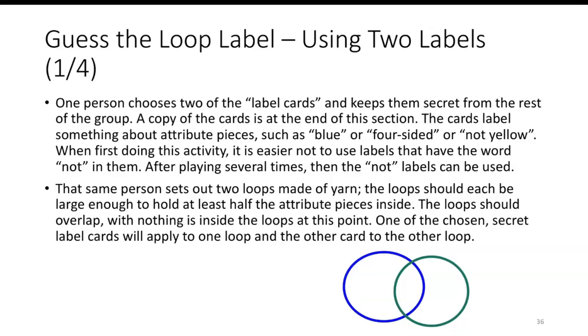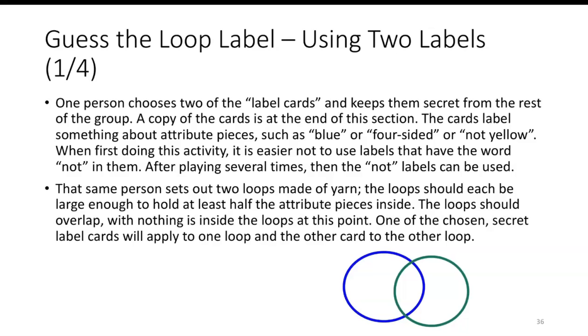And for a second activity, an extension using intersections, is the guess the loop label using two labels. So one person chooses two of the label cards and keeps them secret from the rest of the group. The cards label something about attribute pieces, such as blue or four-sided or not yellow. When first doing this activity, it's easier not to use labels that have the word not in them. And then after playing several times, then the not labels could be used.